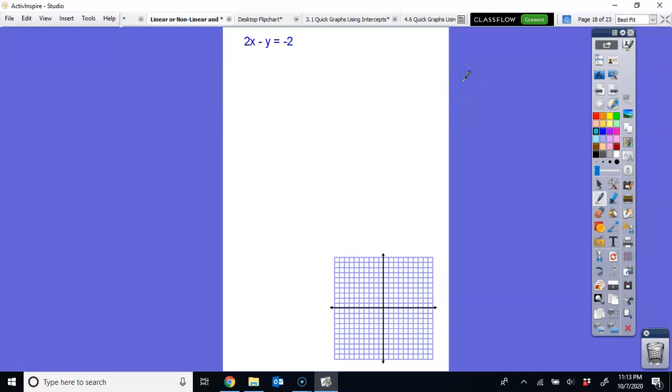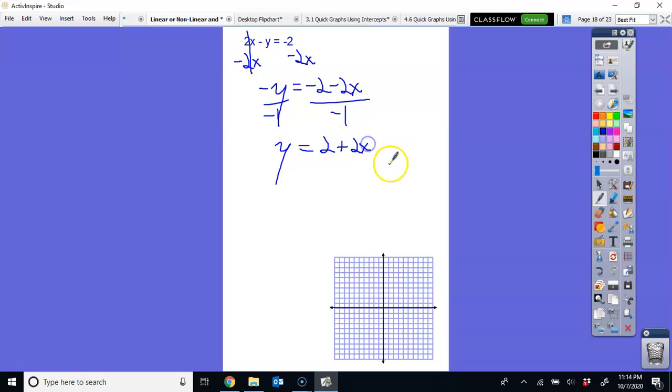All right. So 2x minus y equals negative 2. So first thing we're going to do is we're going to solve this for y. So we're going to subtract 2x like we did before. If we do that, that's going to be negative y, and it's going to be negative 2 minus 2x. Then we want to divide by negative 1 in front of this y, basically to get it to disappear, but also to give us y equals our function form. Negative 2 divided by negative 1 is a positive 2. Negative 2x divided by negative 1 is another positive 2x.